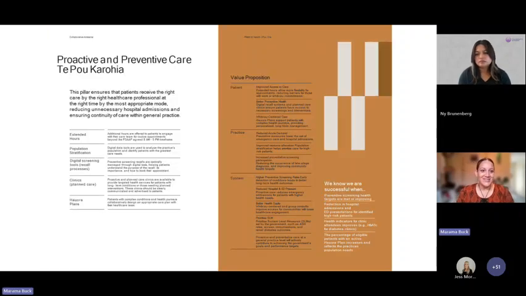So this pillar ensures that patients receive the right care by the right healthcare professional at the right time by the most appropriate mode for them, reducing unnecessary hospital admissions and ensuring continuity of care within general practice. So within this pou, as I mentioned just before, we'll start at the bottom.